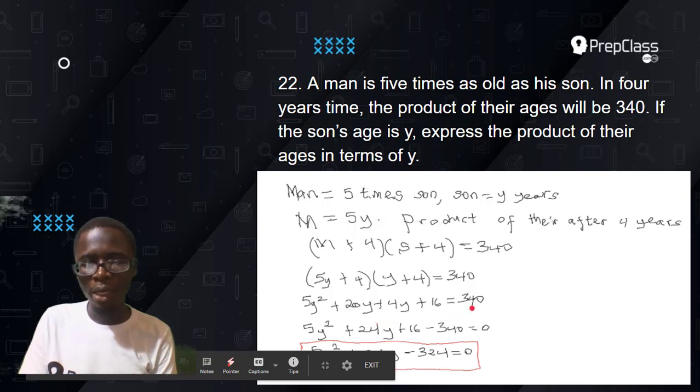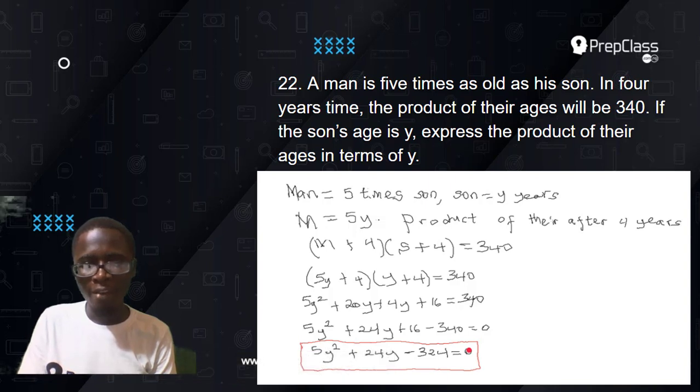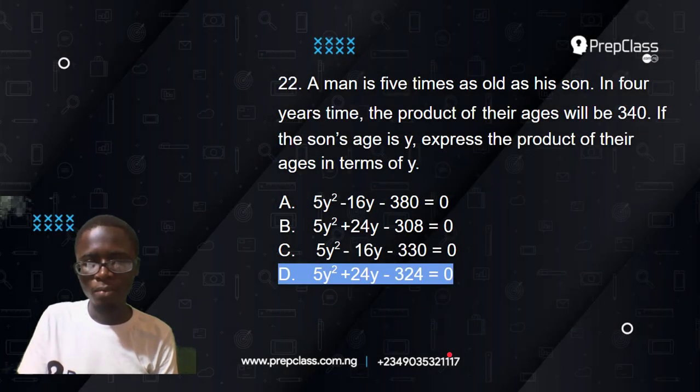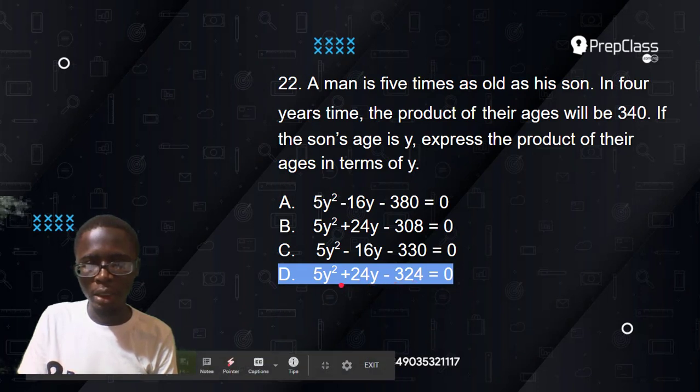And by the time we make this 340 cross to the other side of the equality sign, leaving 0 this side, we will be left with this expression. 5y squared plus 24y minus 324 is equal to 0. So this is our final equation. So as you can see, it reflects option D. So this is the final answer.